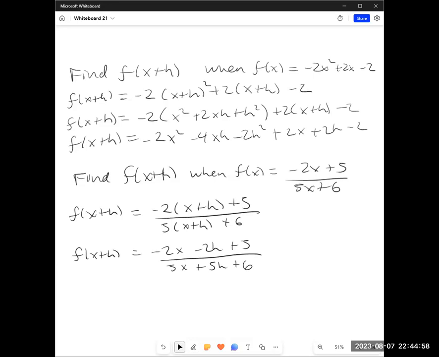That is everything for this set of problems, and I will see you next time for finding the domain of a function.